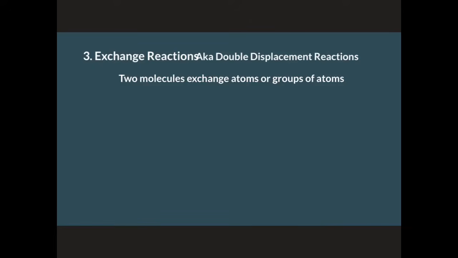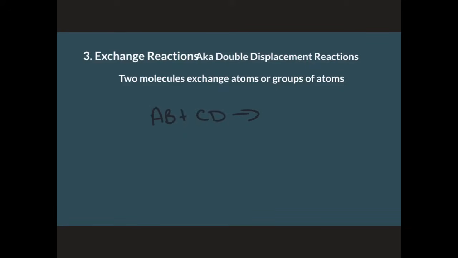The next type of reaction we're going to talk about are exchange reactions. Many of the reactions in the body are actually exchange reactions. This is where two molecules are going to exchange atoms or groups of atoms. These reactions consist of both synthesis and decomposition reactions. They are also referred to as double displacement reactions. In my classes, I like to refer to them as a double date gone wrong.